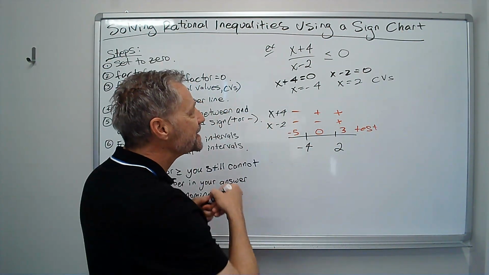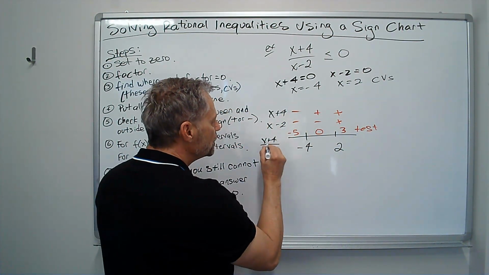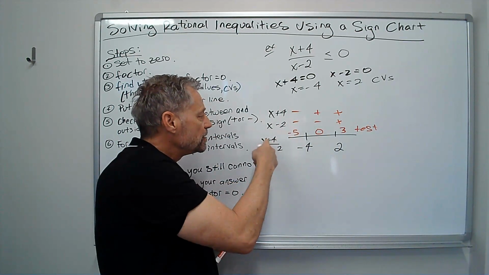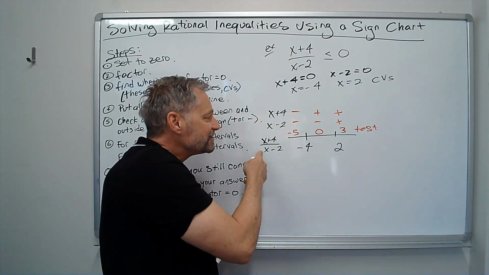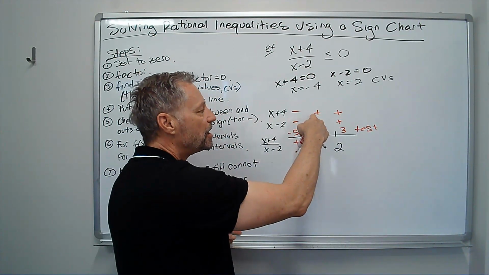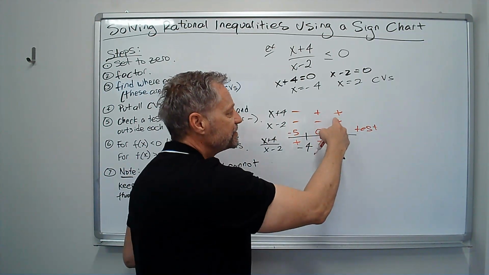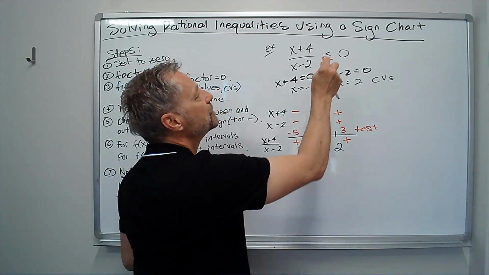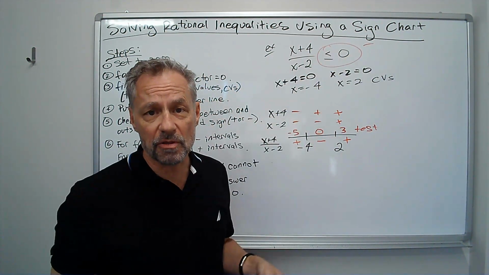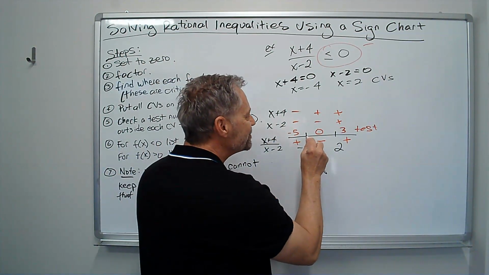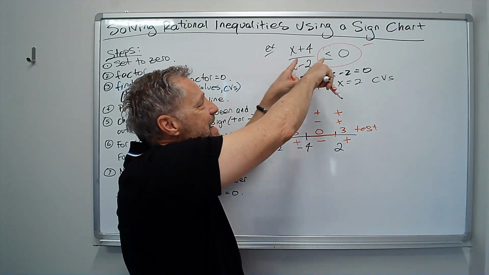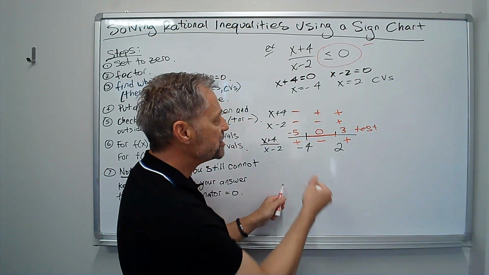What I'm looking for is x plus 4 divided by x minus 2. Well, in this interval, the top was negative, the bottom was negative, and negative divided by a negative is a positive. And over here, a positive divided by a negative is a negative, and a positive divided by a positive is a positive. I look up here, it says less than, so I'm looking for all the negatives. If it said greater than, I'd be looking for all the positives. Well, I've got a negative here as my only interval. So what makes this negative when I divide? Oh, it's any number between negative 4 and 2.